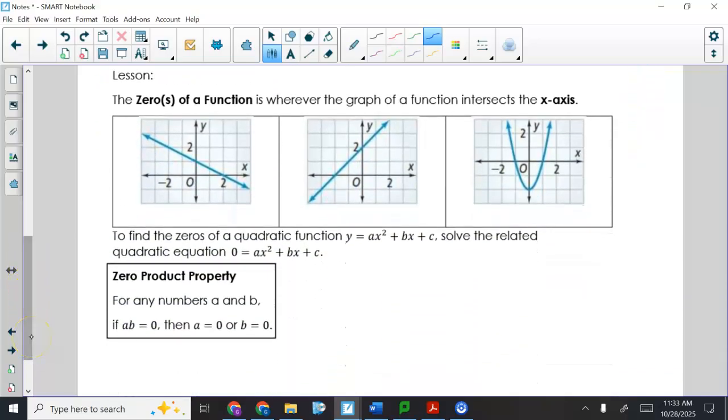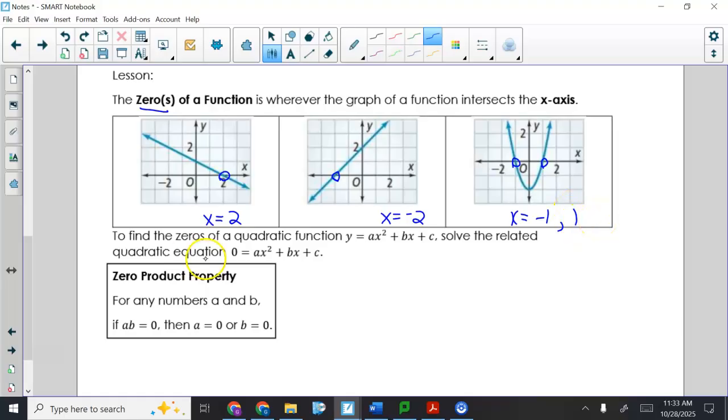So to think about where the zeros are, wherever your graph crosses the x-axis. So like on this one, your zero would be 2. On this one, your zero would be at negative 2. And on this one, your zeros would be at negative 1 and 1.